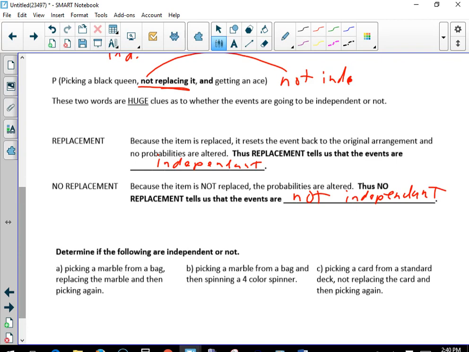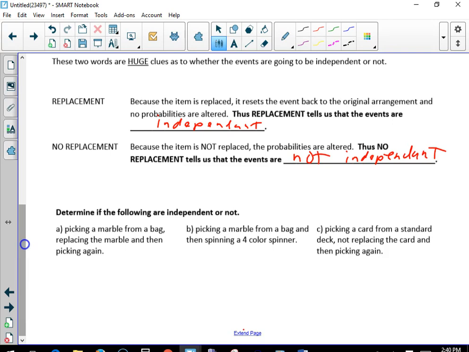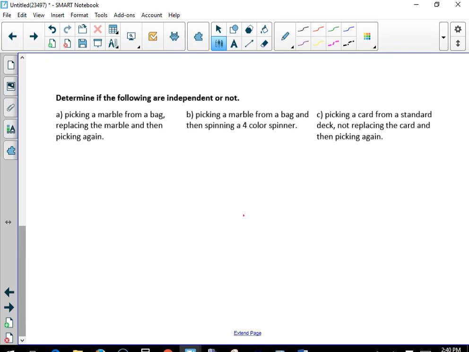Very important. So, determine if these are independent or not. Picking a marble from a bag, replacing it right there, independent. Picking a marble from a bag and then spinning a spinner, again, independent. Now, we don't see the word replace, but that's because we went from a bag of marbles to a spinner. Since one does not affect the other, it's independent. Picking a card from a deck, not replacing, so not independent. Key word: not.